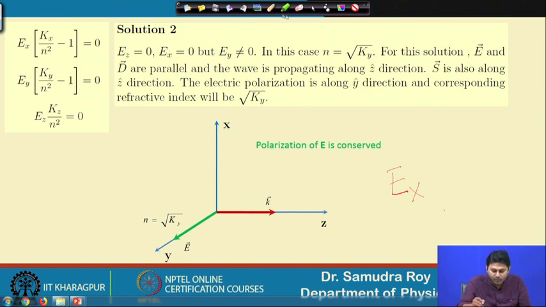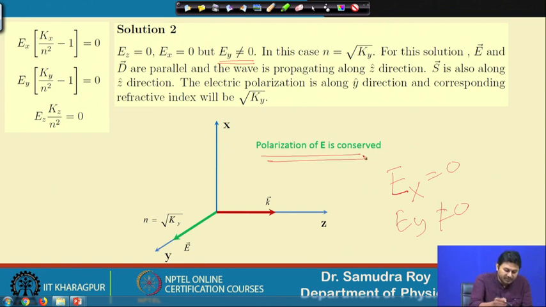So, solution 2 here is Ex equal to 0 and Ey not equal to 0. If Ex is 0, but Ey is not equal to 0, then I will have a solution here, and in this case polarization will remain constant. That is one issue.